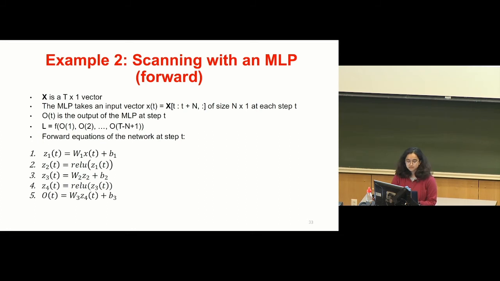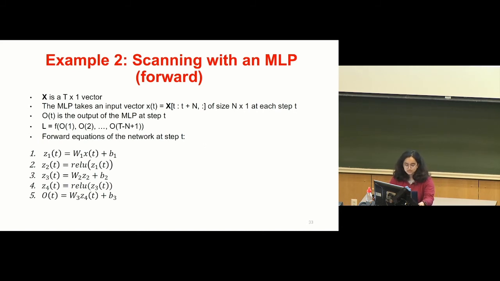Let's formally define all the forward equations for this process. We're defining L, which is a scalar quantity, as a function of all the outputs from time step 1 to t minus n plus 1. We're going to have t minus n plus 1 steps because our window is of size n and the input vector is of size t.